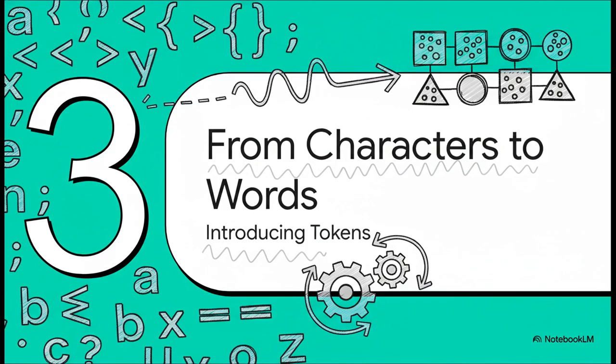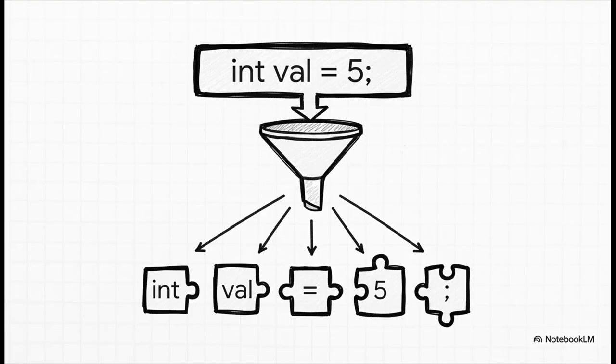Okay, we've got our letters. So what's next? Well, we start making words. And in the world of C programming, these words have a special name. They're called tokens. So what's a token? It's the smallest piece of a C program that actually means something. Think of it like a word or even a single punctuation mark in a sentence. When the compiler looks at your code, its very first job is to break it all down into these tiny tokens to start making sense of it.